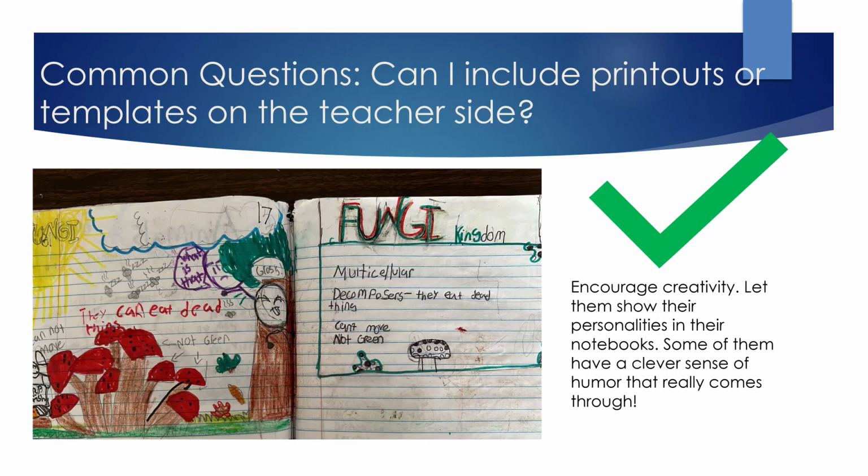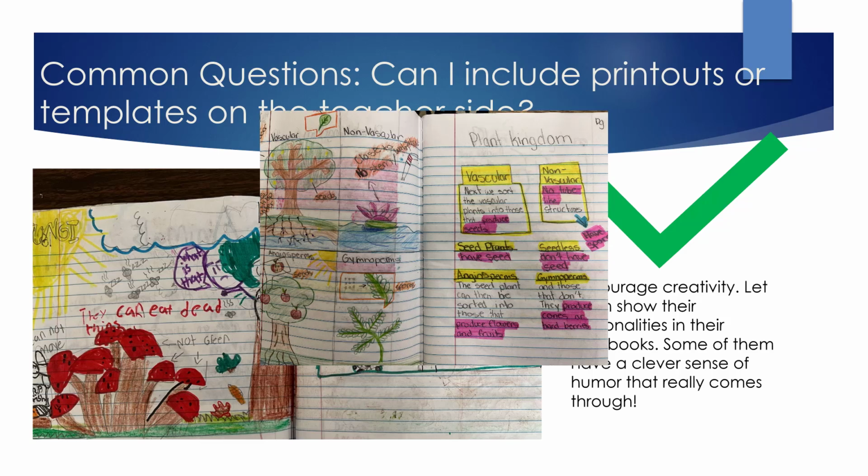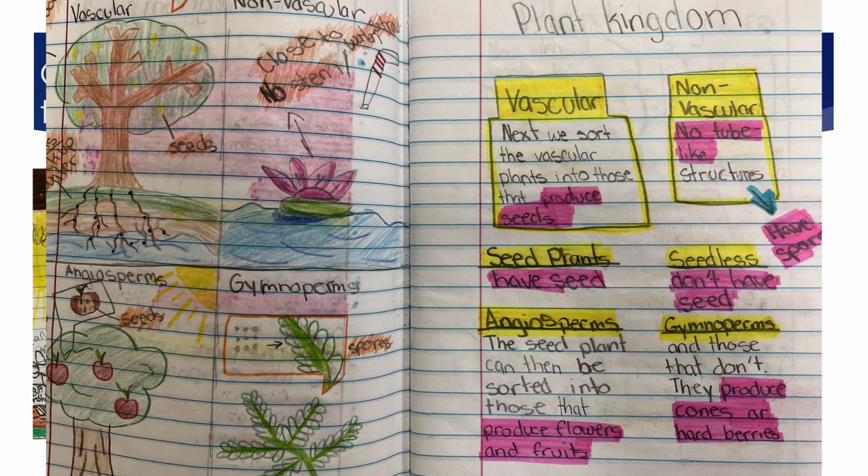Finally, by having students create all of the content themselves, you leave a lot of room for creativity. Even on the teacher's side, they may want to use color to highlight words, or maybe they want to use text features like boxes and shading to make concepts more clear for them.